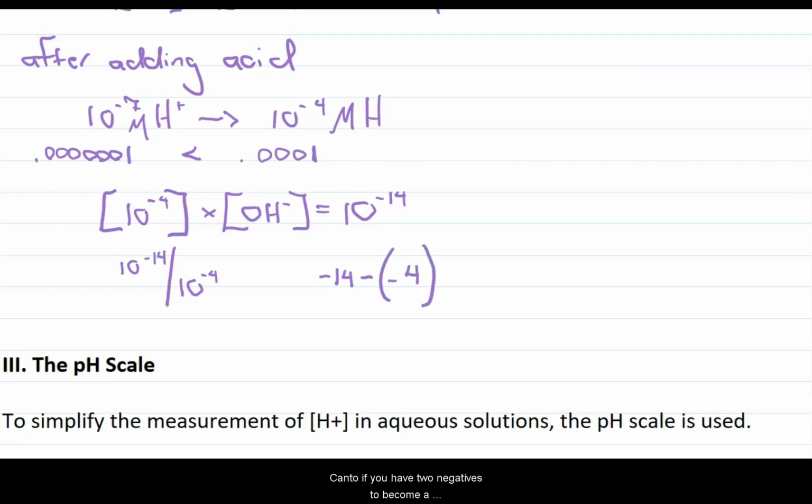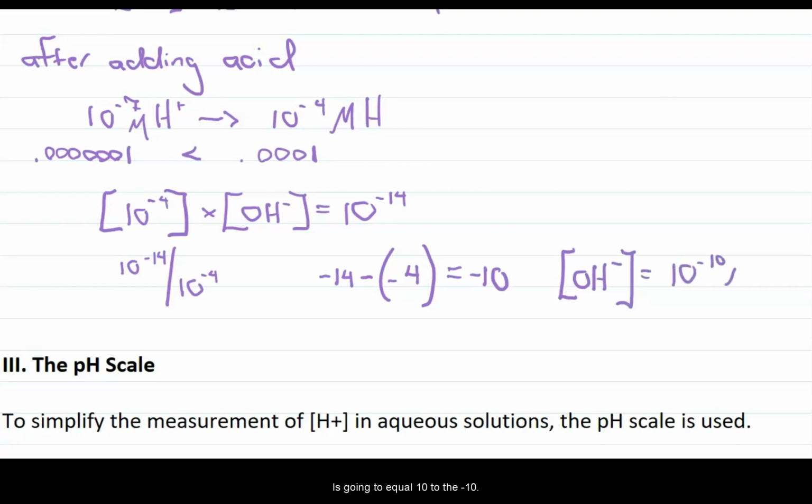If you have two negatives, they become a positive. So it's negative 14 plus 4, which equals negative 10. So my concentration of my hydroxyl ions here is going to equal 10 to the minus 10 molar. Do you see how I did that?